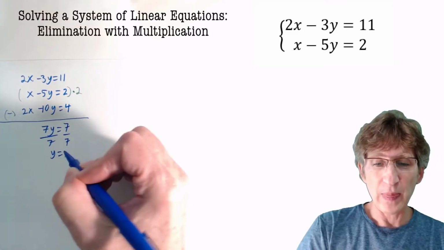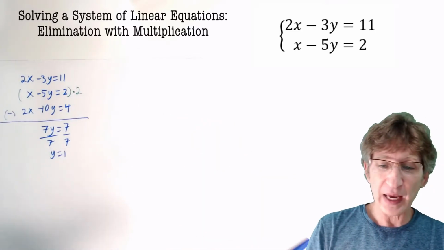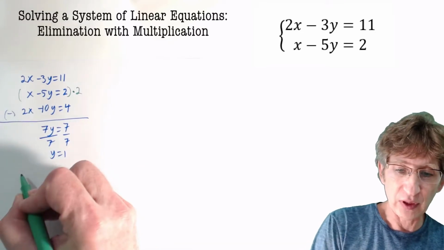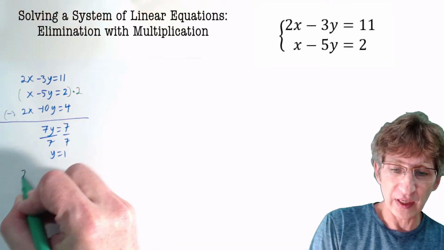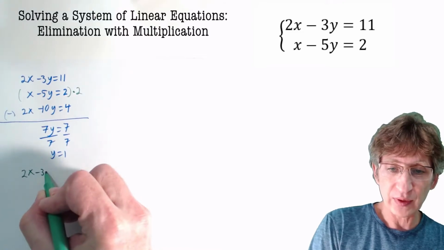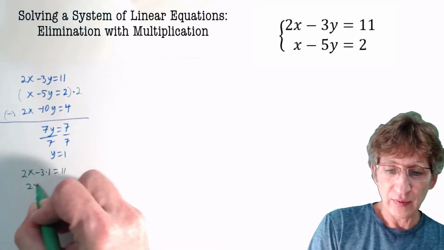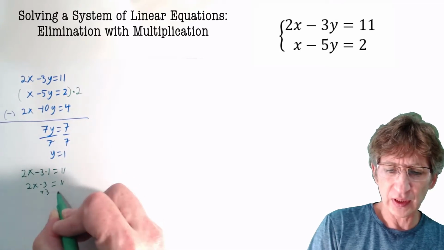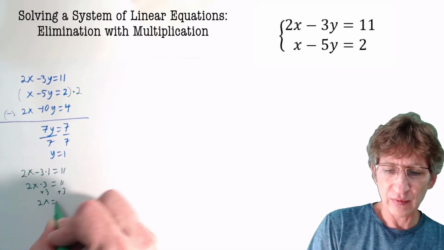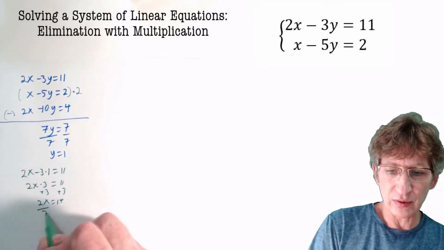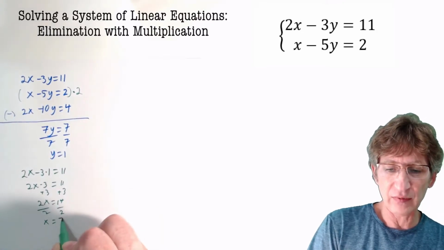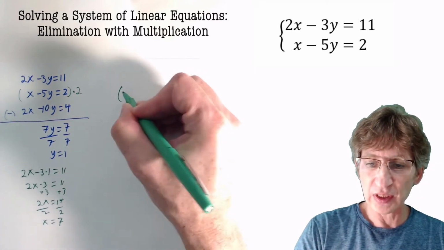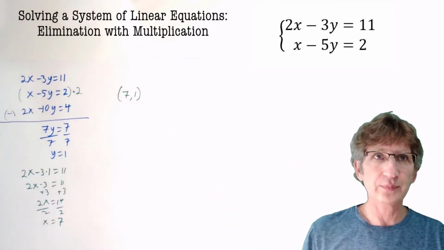Y equals 1. Now I'm just going to continue the way I always continue by using this value in one of the equations to find the other variable. 2x minus 3 times 1 equals 11. 2x minus 3 equals 11. Plus 3, plus 3. 2x equals 14. Divide by 2. X equals 7. So it looks like the solution is 7, 1.